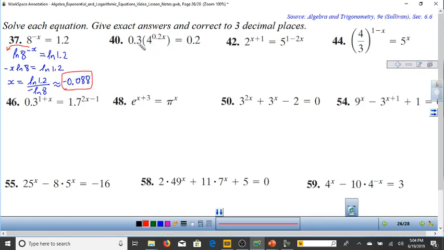In this case, there's only one expression with an exponent, so that's relatively easy to isolate. We divide both sides by 0.3, so I end up with 4 to the power 0.2x is equal to 0.2 divided by 0.3, which is 2/3. Leave it like that for now. And then I'm going to take the log of both sides just to show that it's the same process. But my preference, as I said, is typically to use ln, unless the base is base 10.